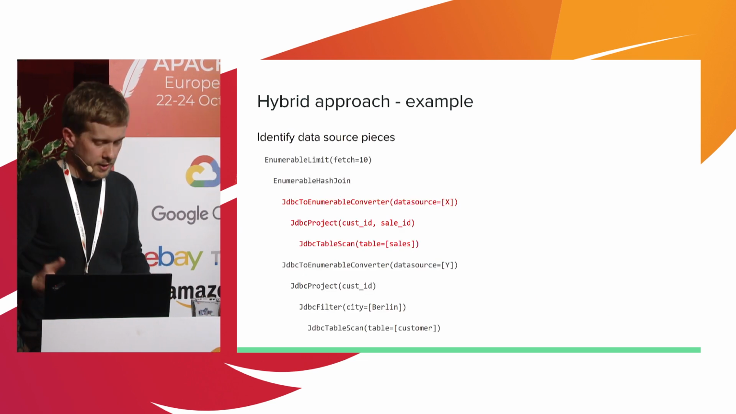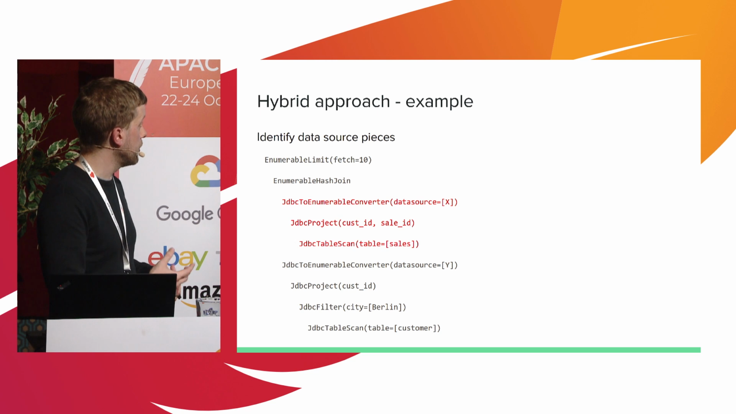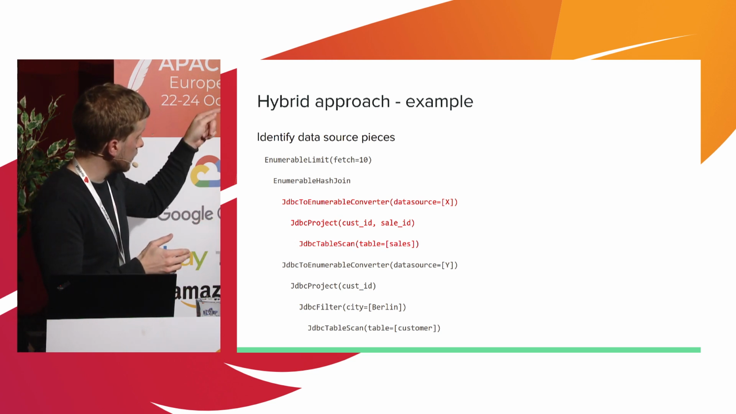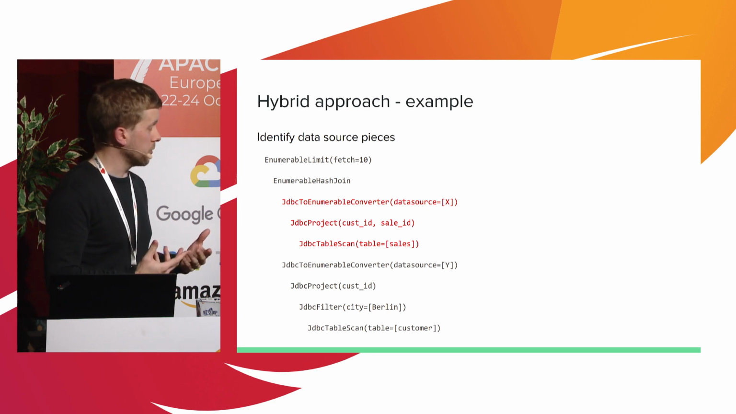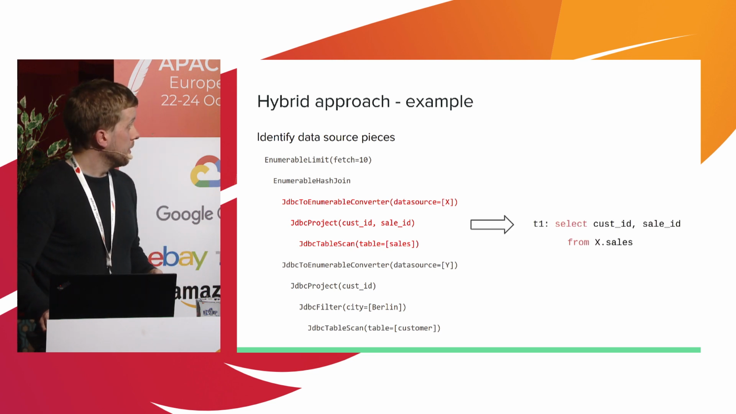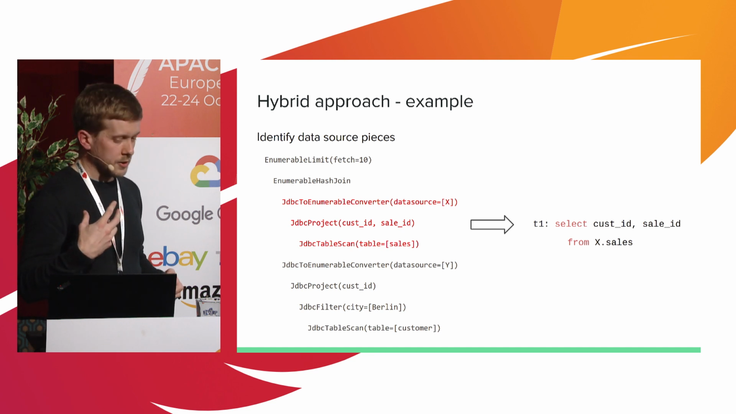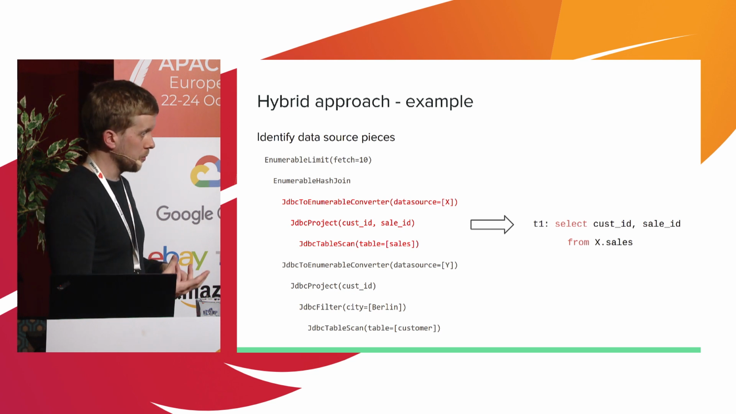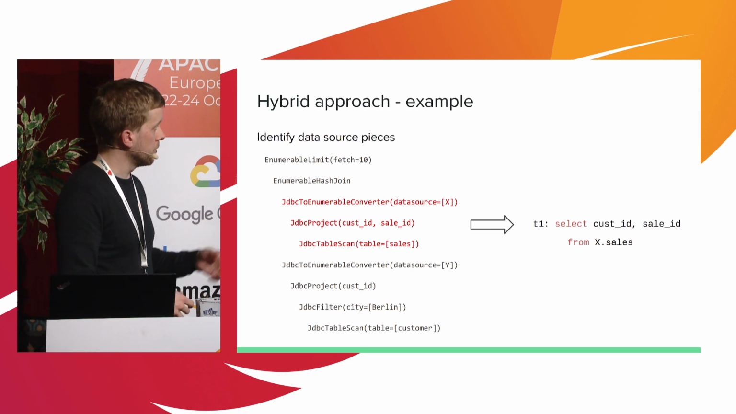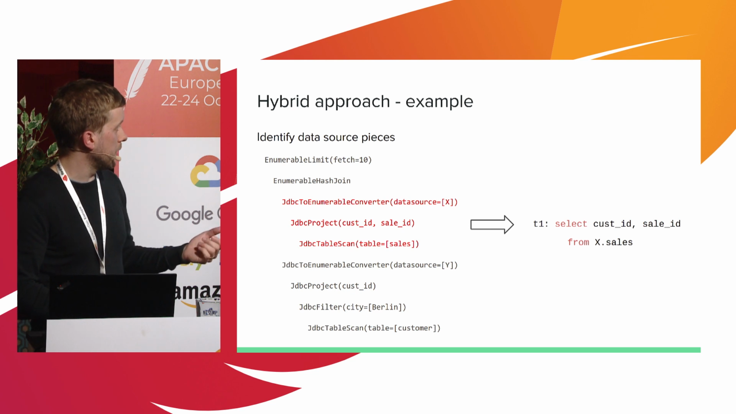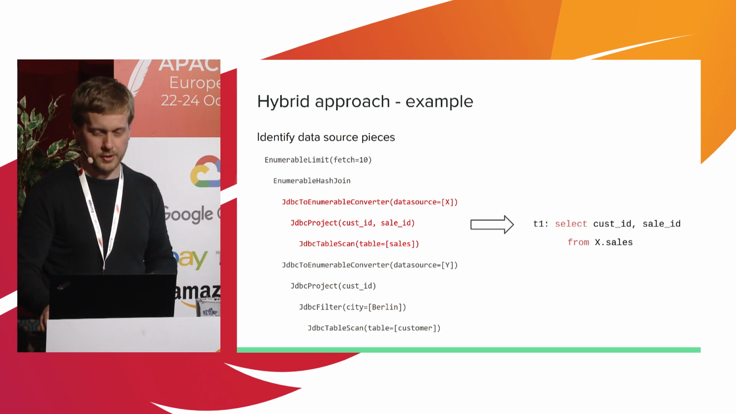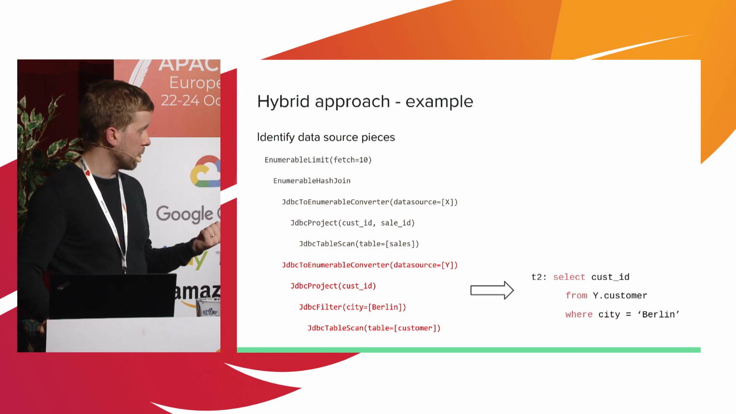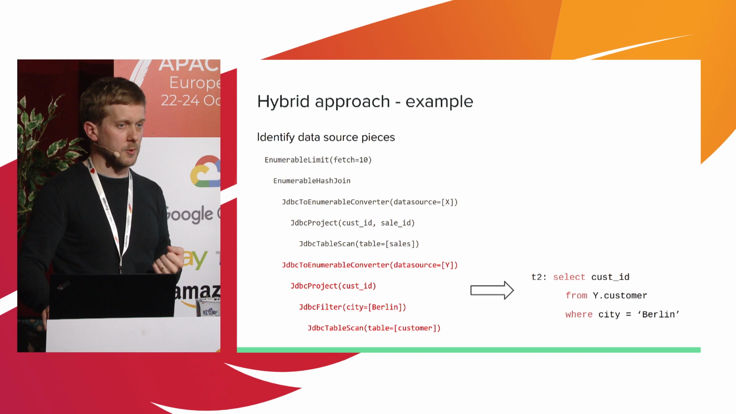So let's apply our algorithm, our approach here. We identify first the pieces from the separate data sources. So we've got this piece here first. This is from data source X, the sales table. And we convert this into a SQL query that can be executed on that data source, selecting the customer ID and the sale ID from the sales table. We do the same for this other piece here. It gives us a slightly different query. We basically have a where clause in there as well.